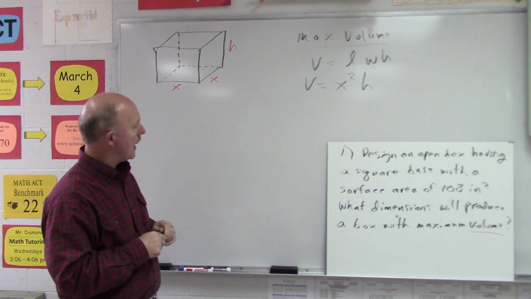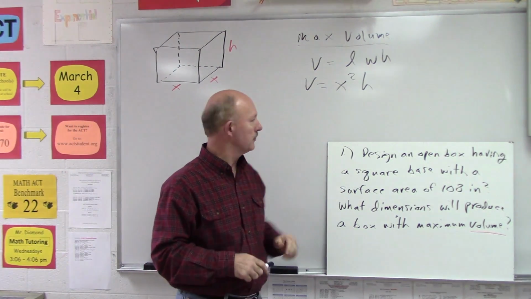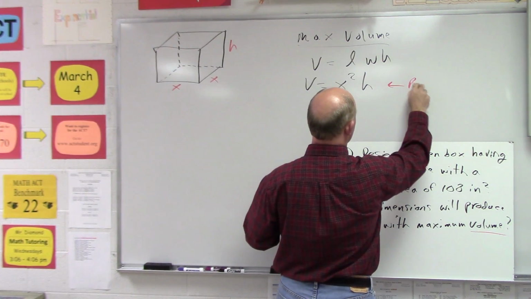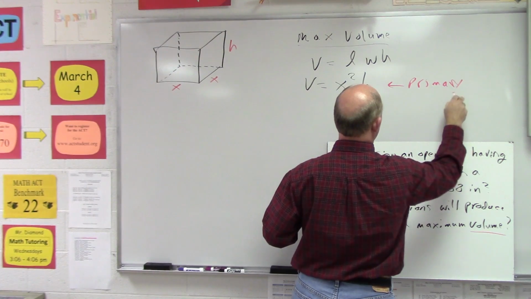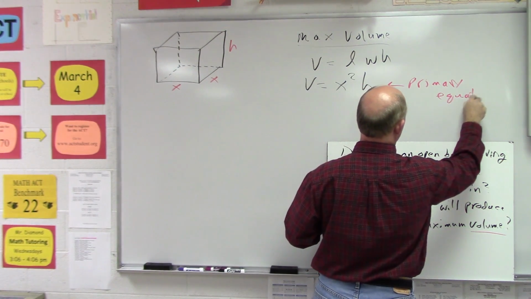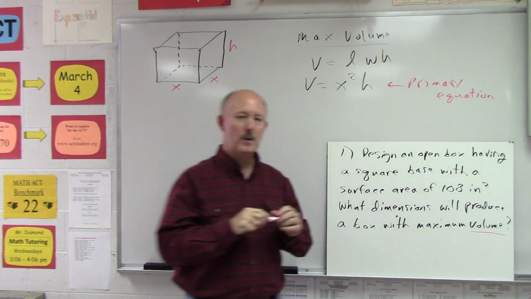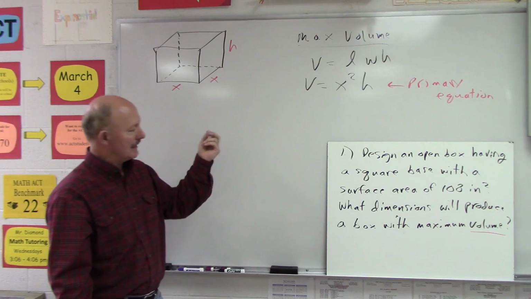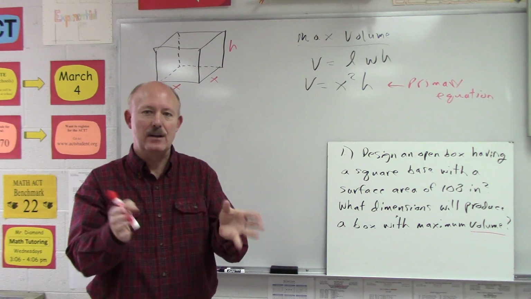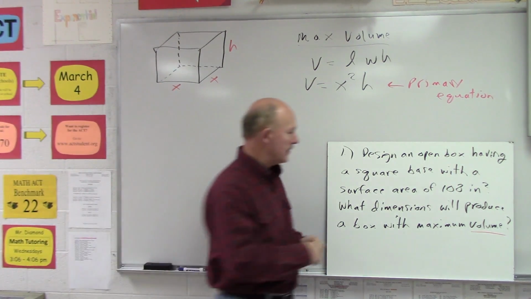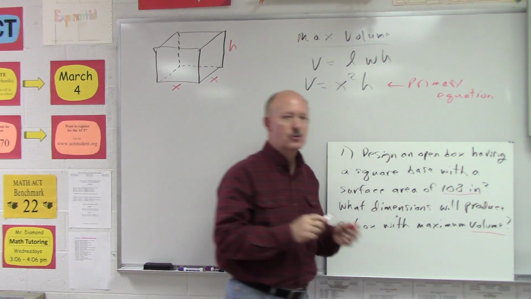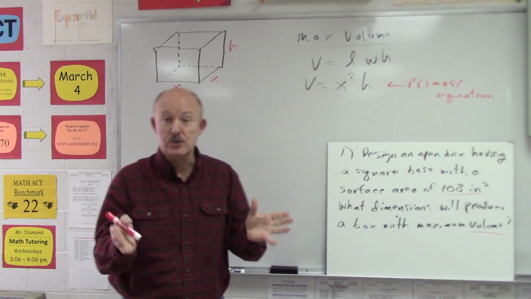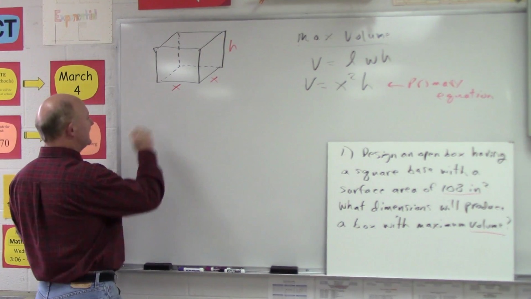With this particular problem, to remove one of these variables, this here is called our primary equation. This is the one we're going to work with, the one that has to be maximized. Now, to eliminate one of our variables, we're going to use a secondary equation. That's why they give us the 108 square inches. That's a constraint, so we call this a secondary equation, or a constraint equation. So we need a secondary equation here.